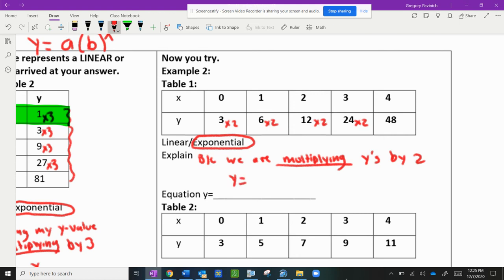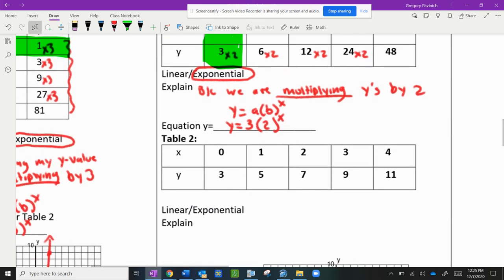Okay, so I know this is a growth, and the multiplier is my base. So if I'm looking at y is equal to a times b to the x, the multiplier is the base b, which has the rate in there. And my initial is when my x is 0. This time I have an initial amount of 3. There's my equation. And I'm going to move on to the next one.